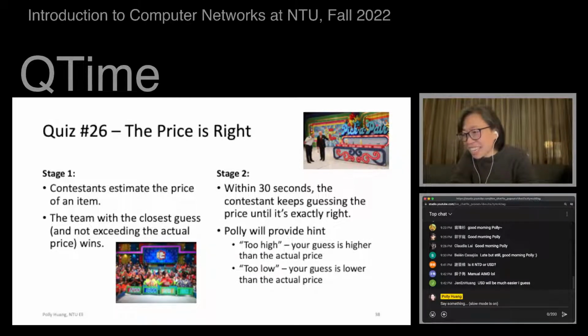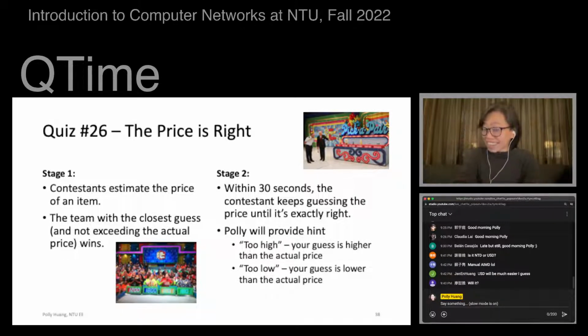All right. Yeah, it's manual AIMD, but maybe you want to do MIMD instead of AIMD. Hey guys.